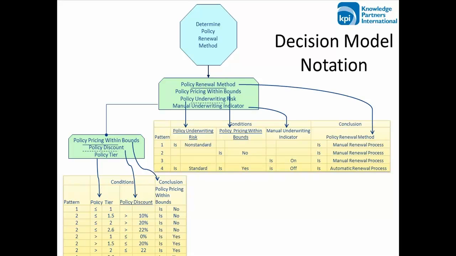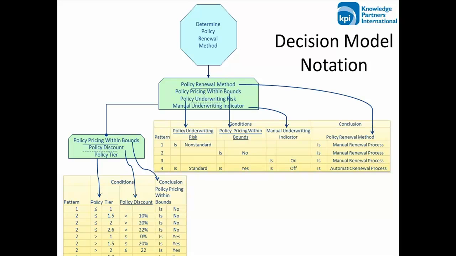Now as far as the conditions, you'll notice that two of them are between the solid line and the dotted line. That's policy pricing within bounds and policy underwriting risk. And one of them is under the dotted line. The one under the dotted line is one that comes to us as raw data. There's nothing to be done with it. But the ones between the solid line and the dotted line, those have rule families in which those particular conditions are actually the conclusions.